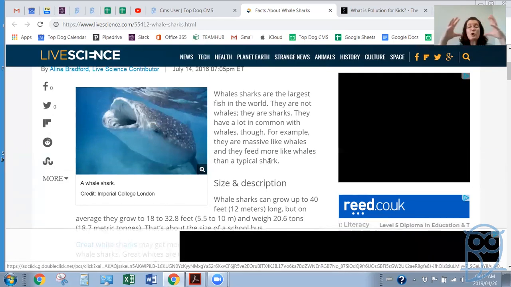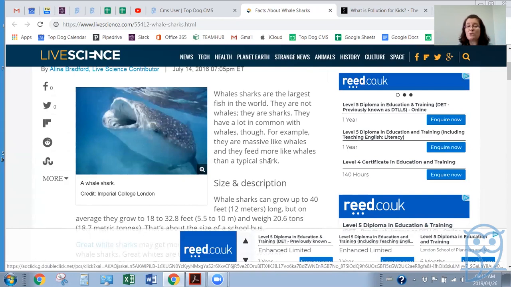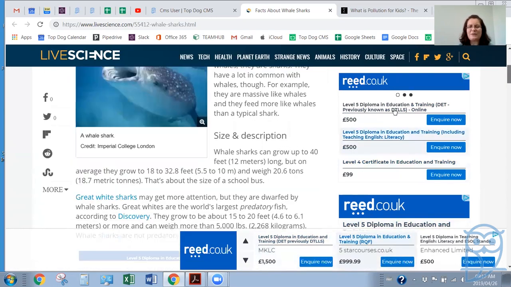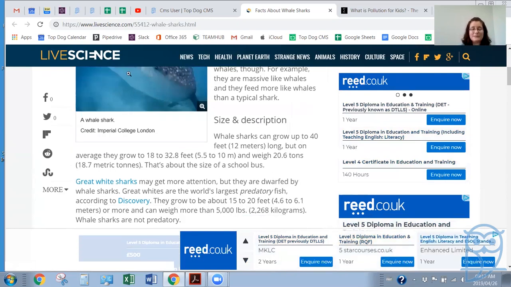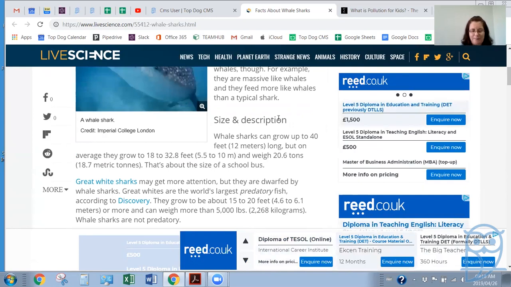So do you see how this opening is quite general? It gives a nice overview, and introduces the reader to the topic you're going to explore. It doesn't go into very specific details straight away. Now, because we're going to go into specifics, there will be detail. So let me move this up, and sorry about all this advertising that comes around this particular website. Just ignore it, please. Size and description.